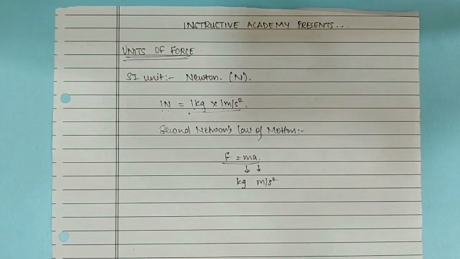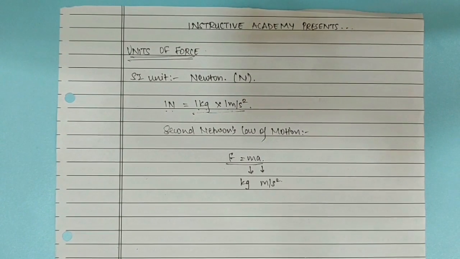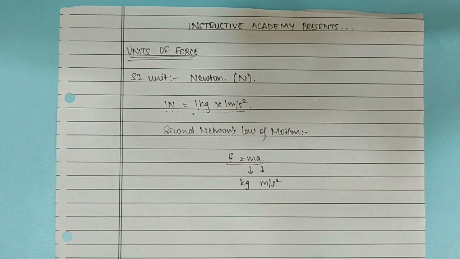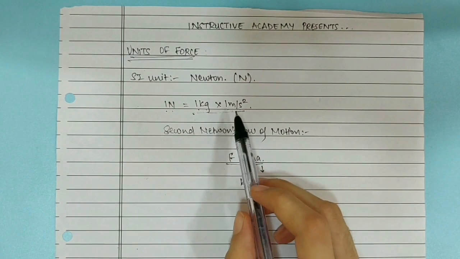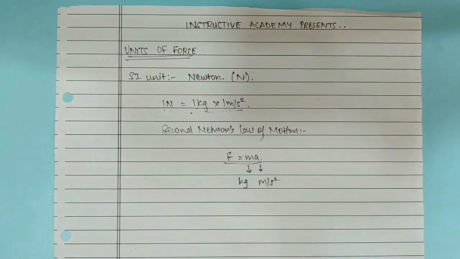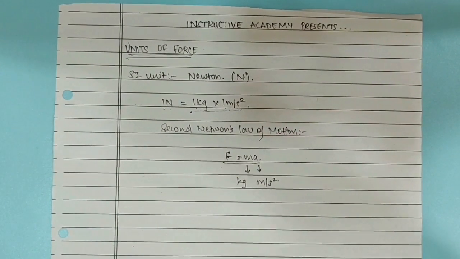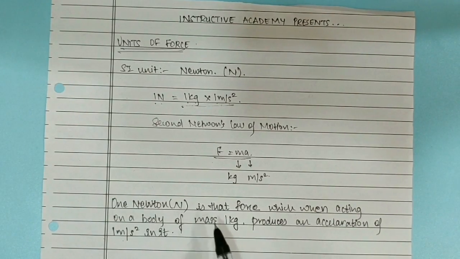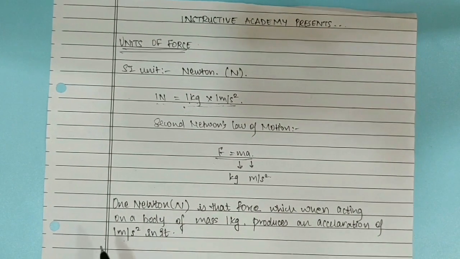Now if I go to define 1 Newton, what is it? 1 Newton is that force which, when acting on a body of mass 1 kg, produces an acceleration of 1 meter per second square in it. Let me just write it down.